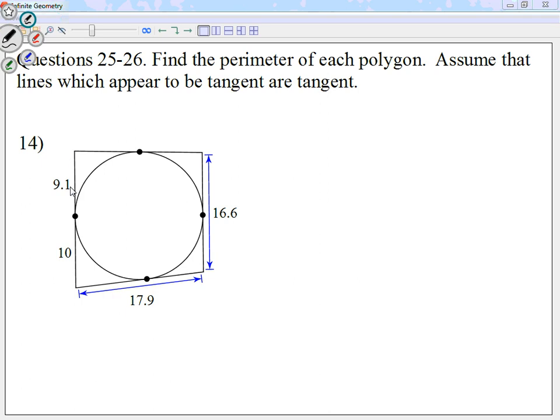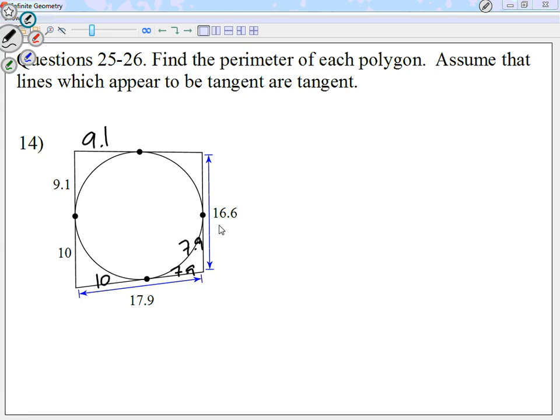So I have this tangent segment and this other one here. When two tangent segments meet outside of the circle, they're equal to each other. So this is 9.1, and I'm going to say this other one here is 9.1 as well. If I look at the bottom, this one is 10, so this other one here will also be 10. Now, the whole segment at the bottom is 17.9. Part of it is 10. I'm going to say the remainder must be 7.9. So that means this other tangent here is also 7.9.